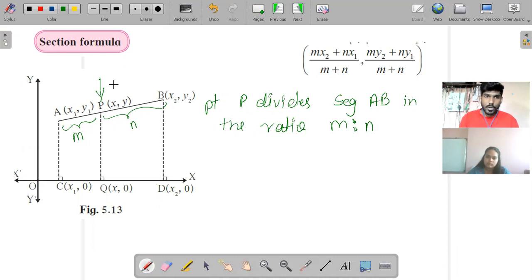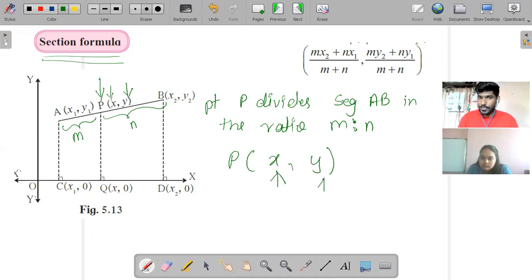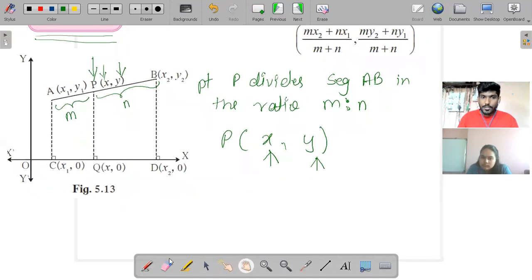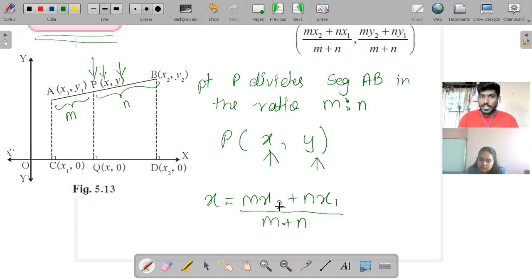Okay, the coordinates of P, what will be X and what will be Y? We have a formula to find the coordinates of P, called the section formula. The coordinates of P will be X, Y. We have to find X and Y. The formula for finding X is mx2 plus nx1 upon m plus n.